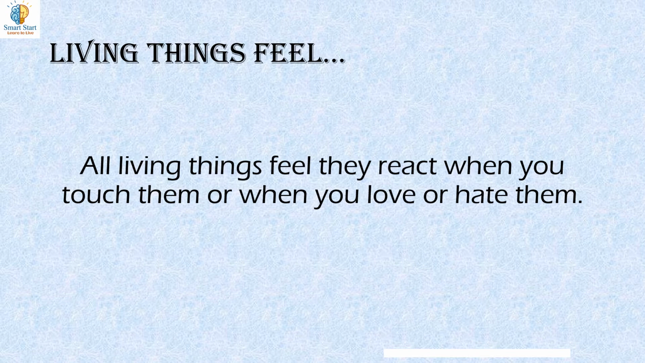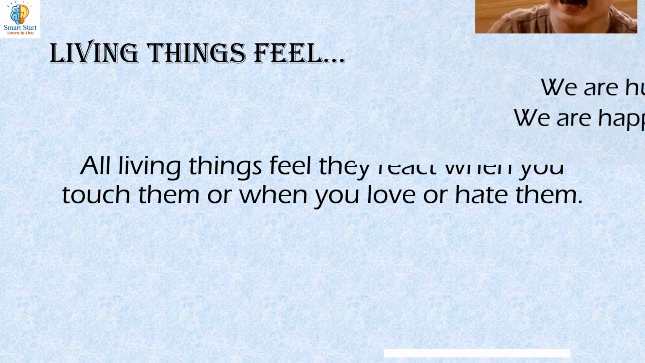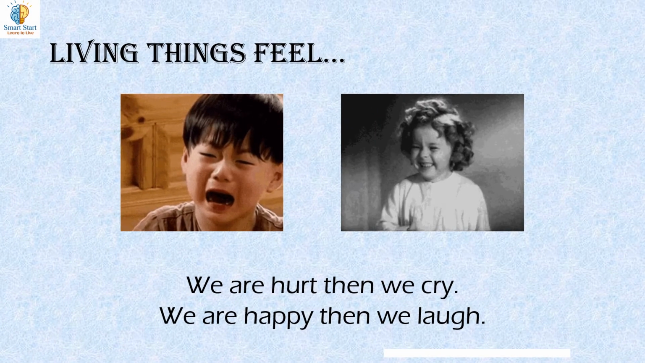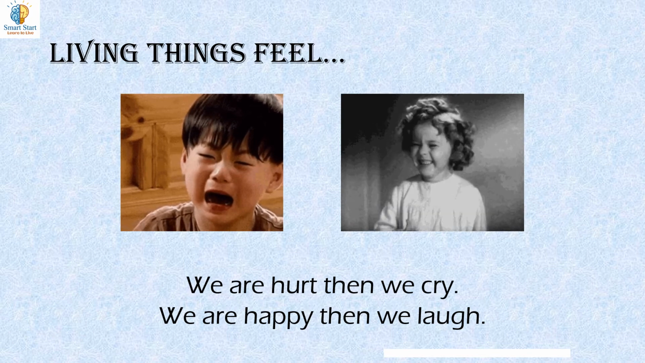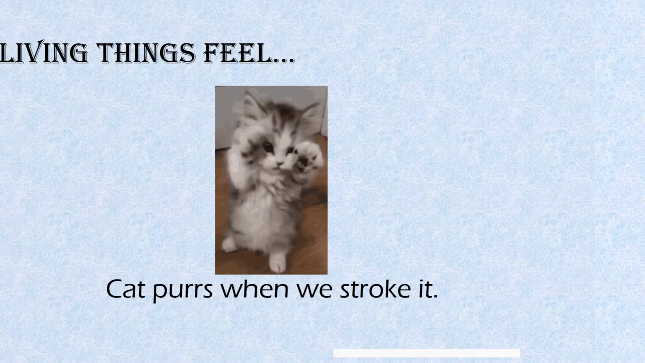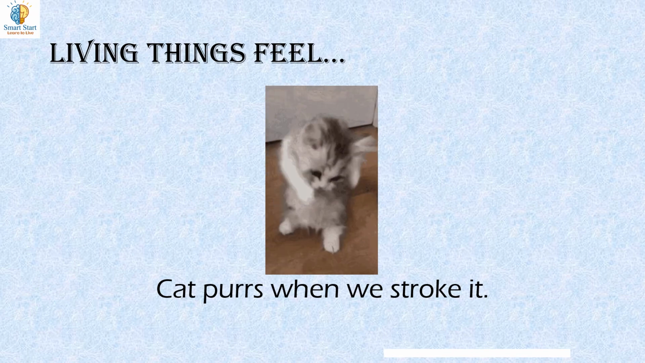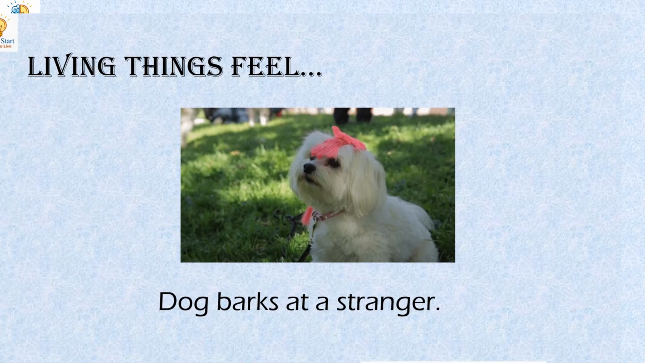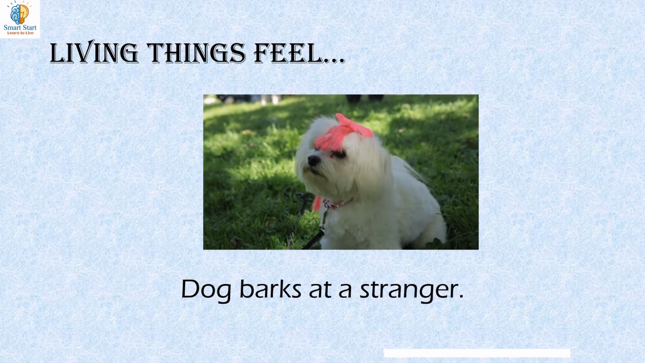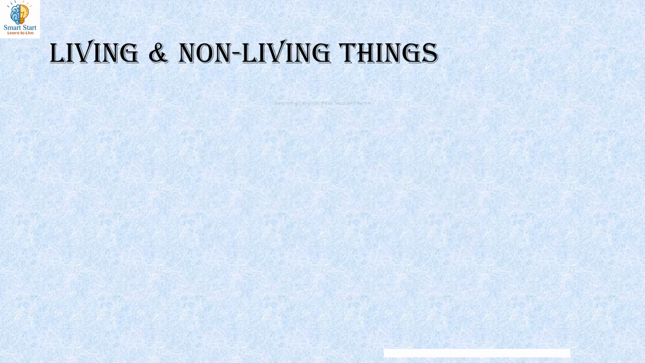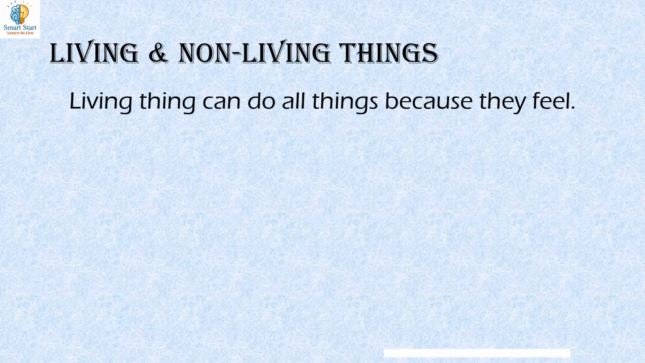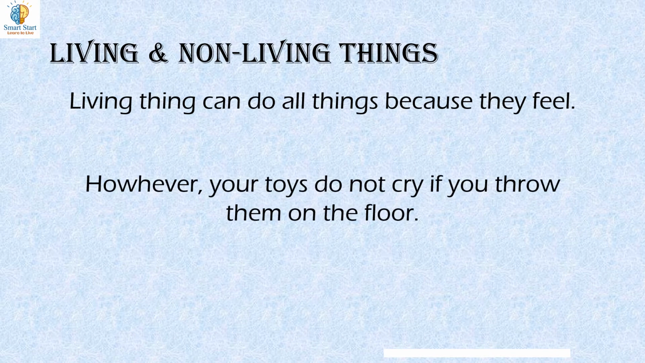All living things feel. They react when you touch them or when you love or hate them. When we are hurt, we cry. When we are happy, we laugh. A cat purrs when we stroke it. A dog barks at a stranger. Living things can do all these things because they feel. However, your toys do not cry if you throw them on the floor.